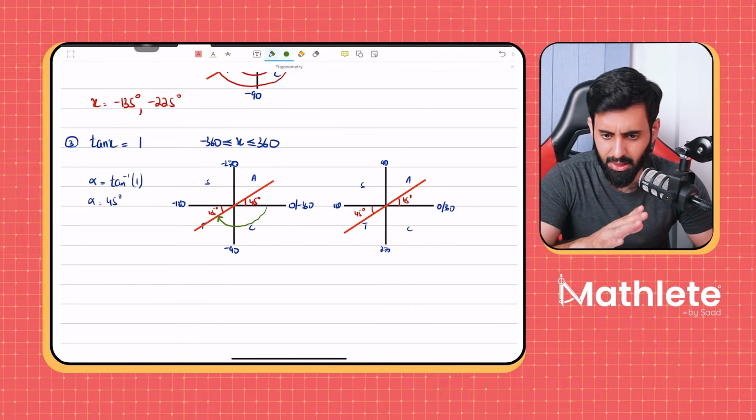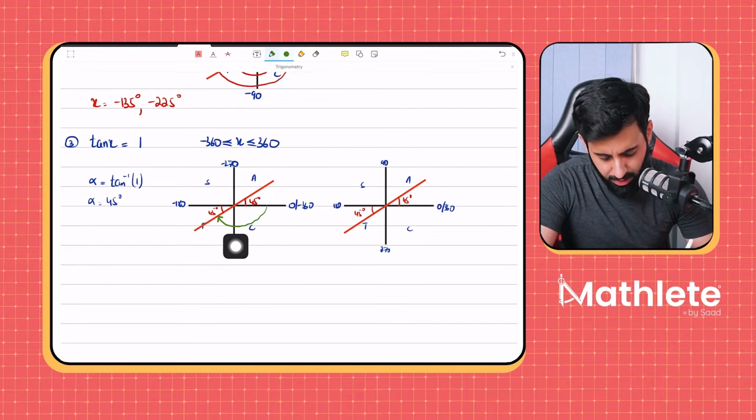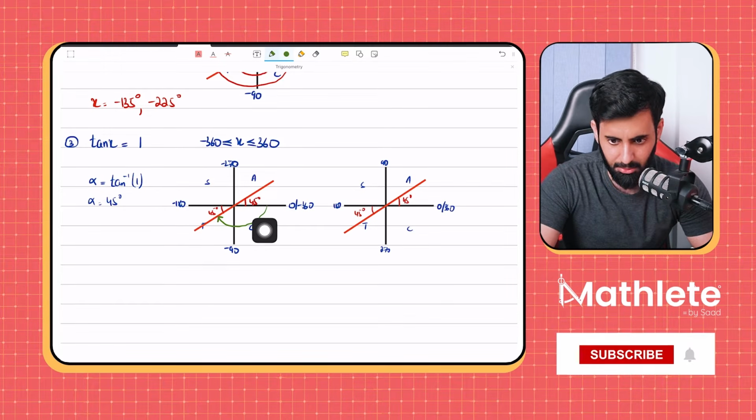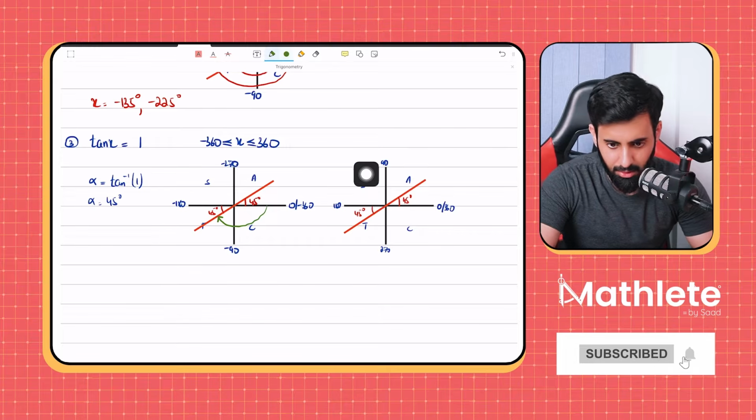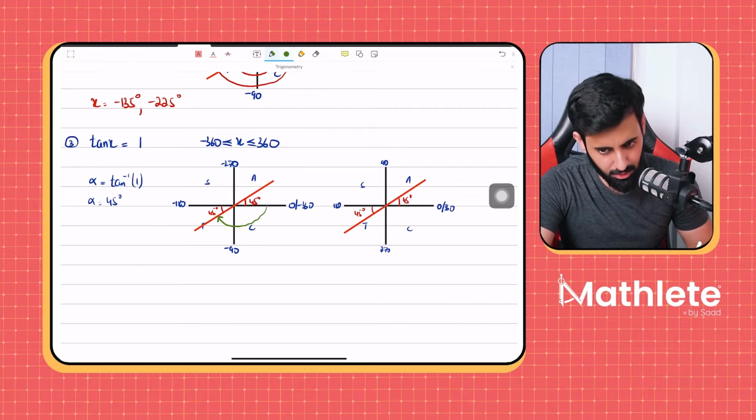So remember, it's from minus 360 to 360. So I've drawn 0 to minus 360 separately and 0 to 360 separately. Which is why here you see values moving in a clockwise direction because this is the negative range. And here you see the values moving in an anti-clockwise direction because this is the positive range. Take a closer look at it. You will find the answer to your question.